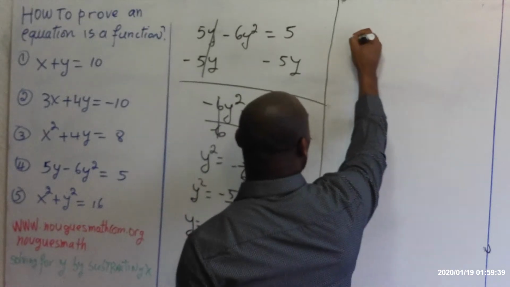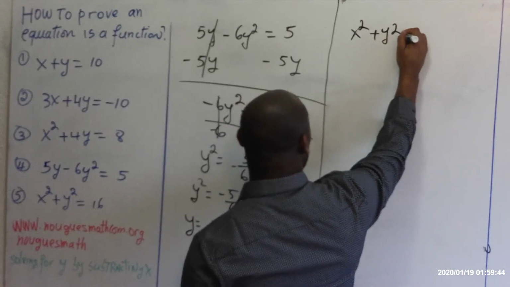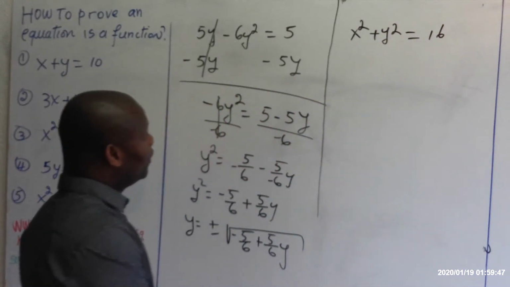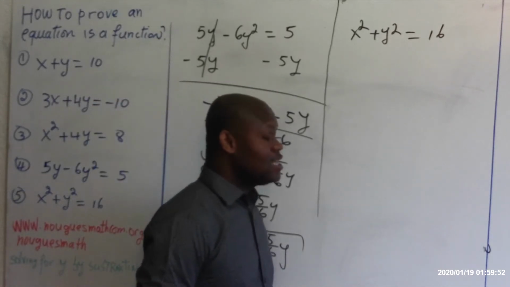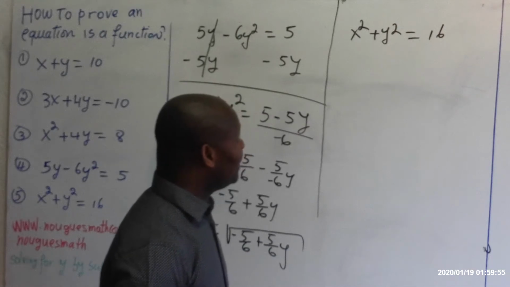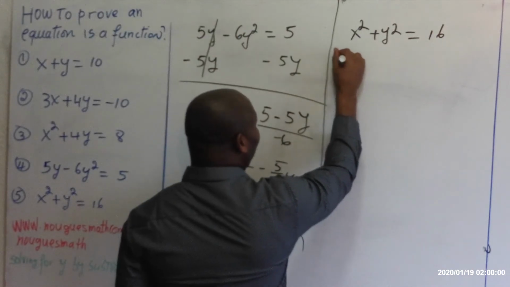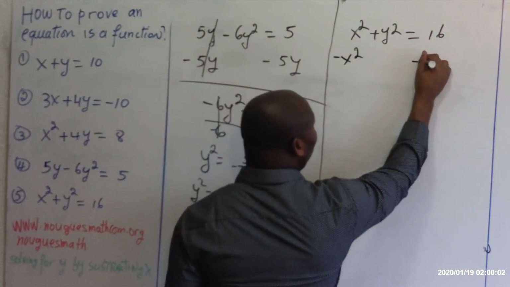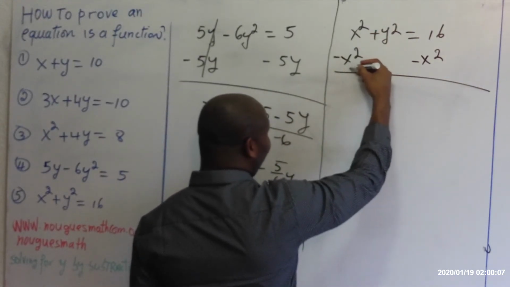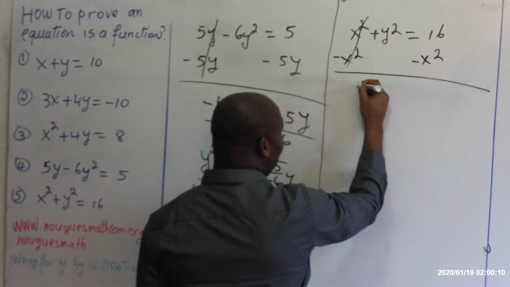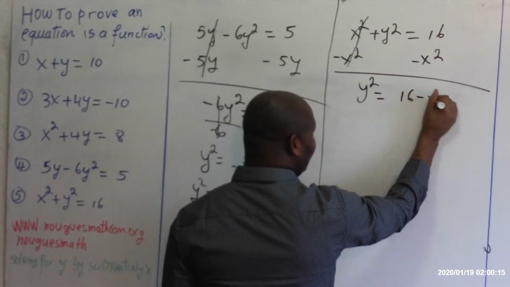The last one is x squared plus y squared equals 16. Alright. We're going to determine whether this equation is a function. To do that, I need to subtract x squared from both sides. Positive x squared, negative x squared, that cancels. Bring down y squared equals 16 minus x squared.